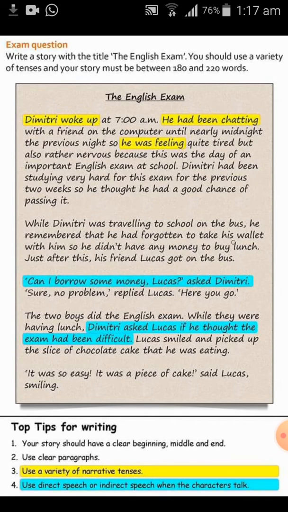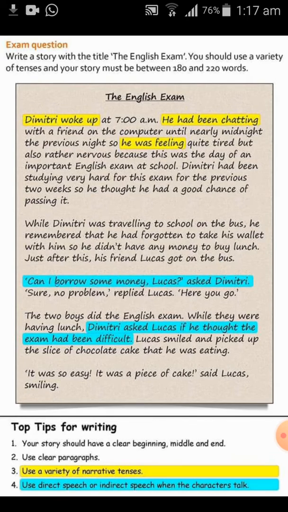Okay, so this is the problem here. While Dimitri was traveling to school on the bus, he remembered that he had forgotten to take his wallet. So this is the problem of the story. This is the peak of the story. Then his friend got on the bus.